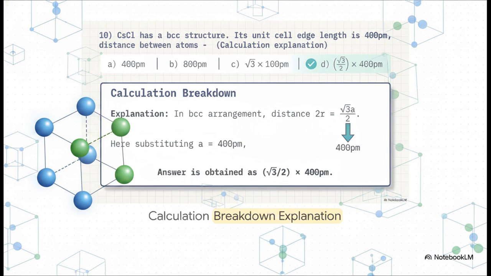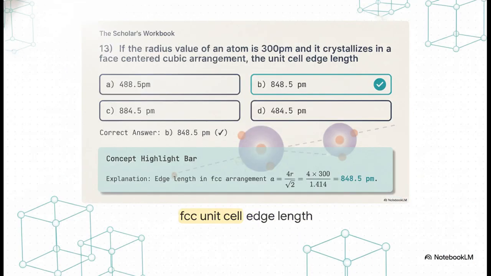In BCC arrangement, distance to R equals root 3 times A over 2. Here, substituting A equals 400 pm. Answer is obtained as root 3 over 2 times 400 pm. You literally just take the edge length A, plug that 400 right into the formula, and solve it. Easy as that.